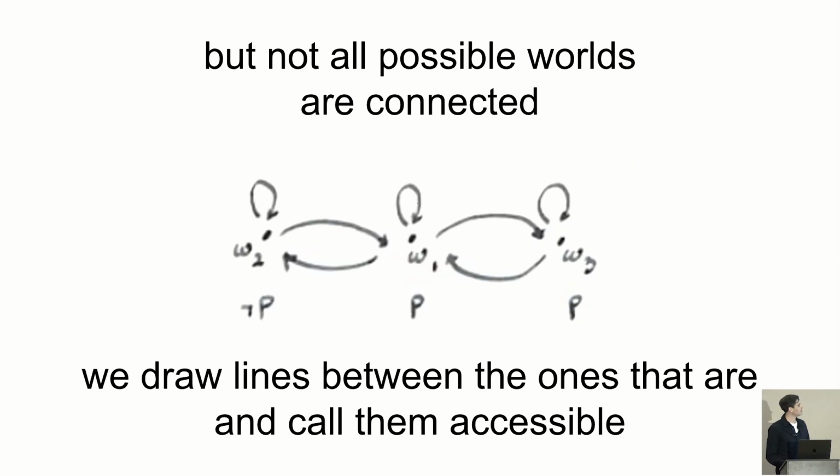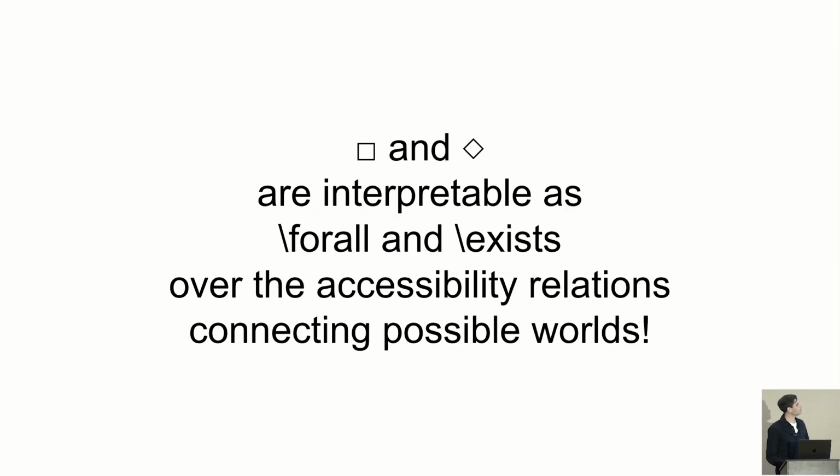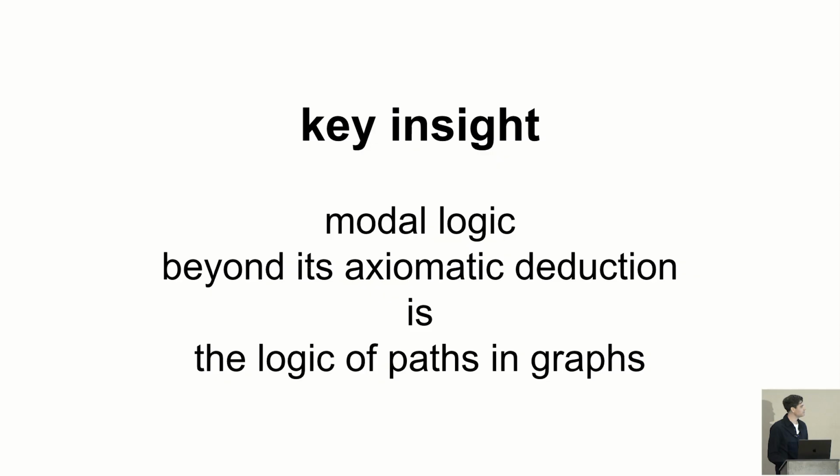And the thing that he adds is this idea that there's an accessibility relationship between these worlds, and that they're arrows. And box and diamond can now be interpreted as a for all or exists over this accessibility relationship. And this is a key insight. All of a sudden, we go from modal logic being this extraordinarily confusing thing to being able to step beyond its axiomatic deduction and now understand that modal logic is actually the logic of paths in graphs.